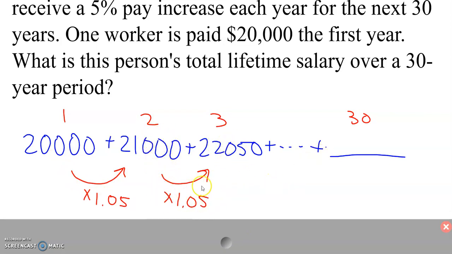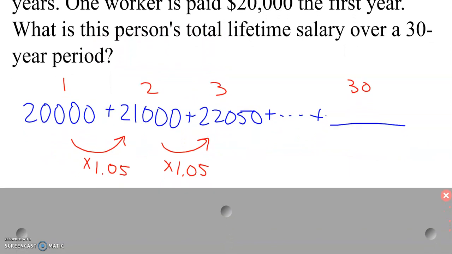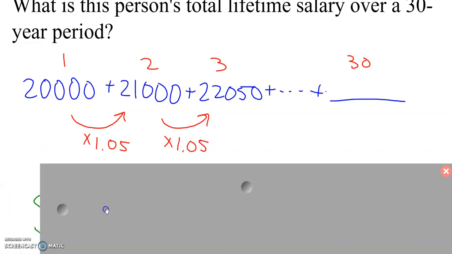You will be repeatedly multiplying by 1.05, all the way up to whatever we have in year 30, and our question right here is asking us to add all these numbers together. So this is the sum of a geometric series.